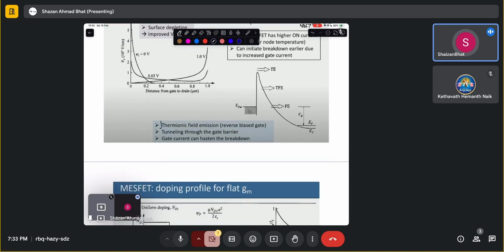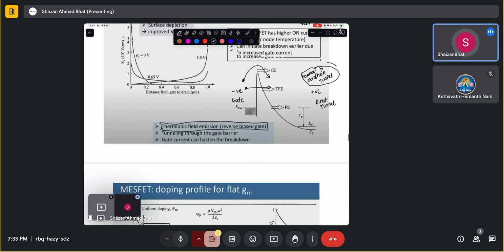So that is what we have written here: thermionic emission, field emission, reverse biased gate. If you reverse bias the Schottky junction, this is the gate, and this is positively biased, then there is a tunneling probability, and the electron can go over the barrier. There are a lot of other factors, such as Fowler-Nordheim tunneling, and there is also direct tunneling. Basically, how does the tunneling happen?